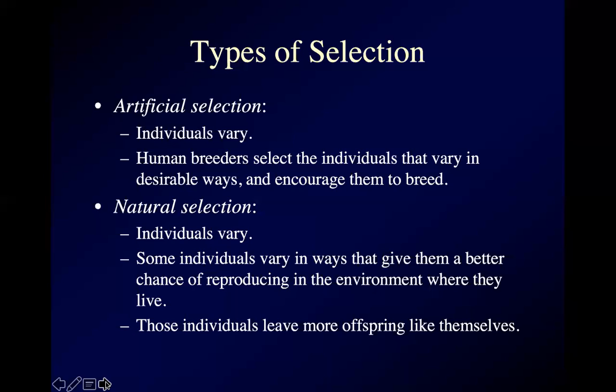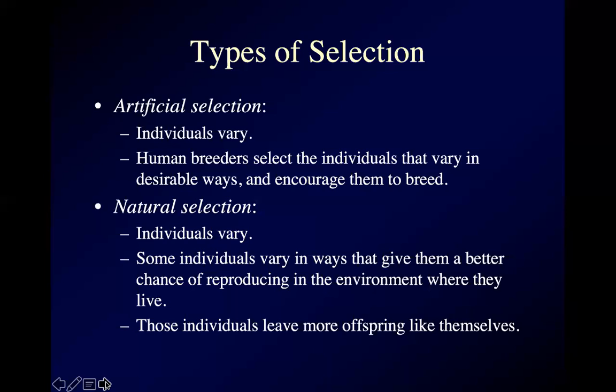Natural selection, Darwin said, works like artificial selection, except there's no conscious choice involved. There aren't any breeders. Instead, individuals vary. Some vary in ways that give them a better chance of leaving offspring in the environment where they live. Others, of course, will vary in ways that give them worse odds of reproducing.